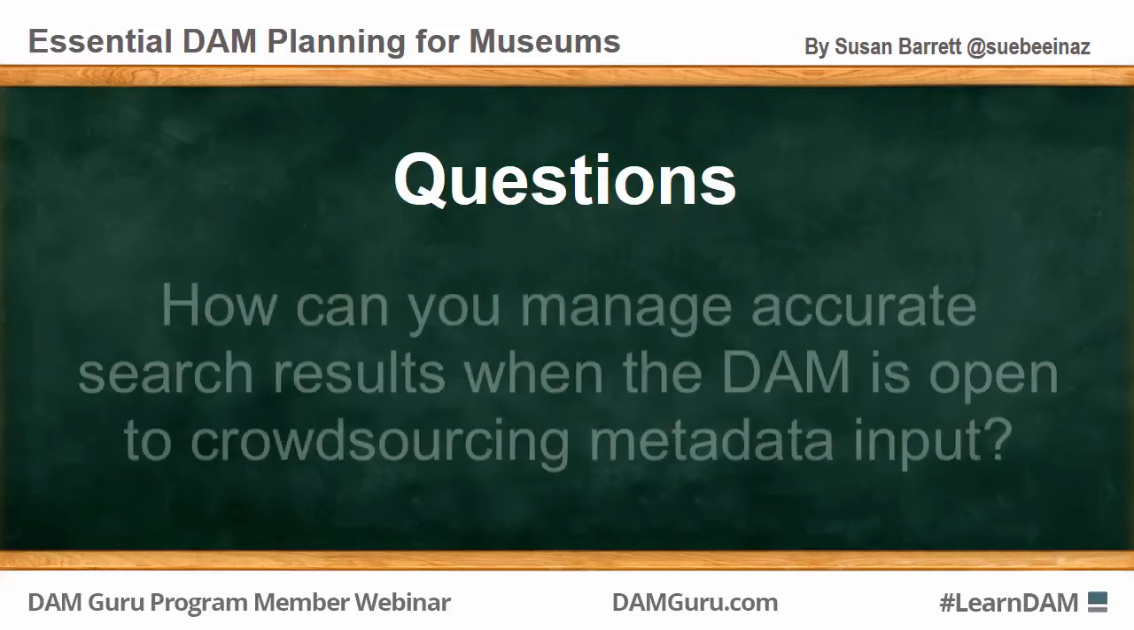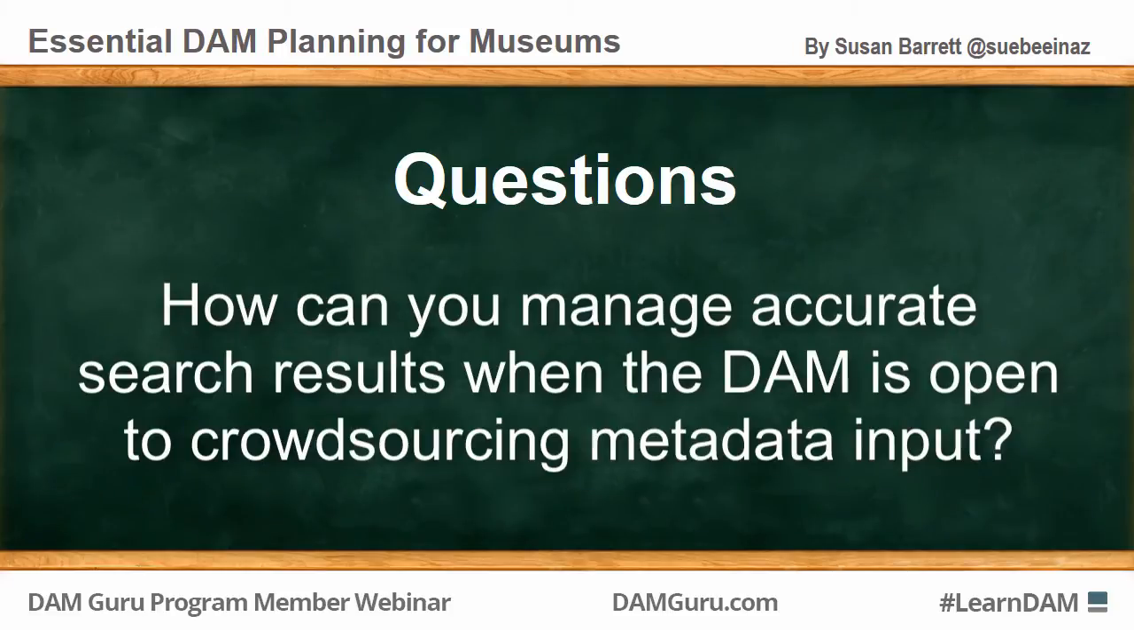Next question. How can you manage accurate search results when the DAM is open to crowdsourcing metadata input? Okay, so if you understand things about database administration, you understand that within a database there are different tables. So your controlled vocabulary and your taxonomies are established in those tables within the database. The folksonomy, if it's an interface, let's just say, for example, it comes through your website, that's managed in a different table within the database.